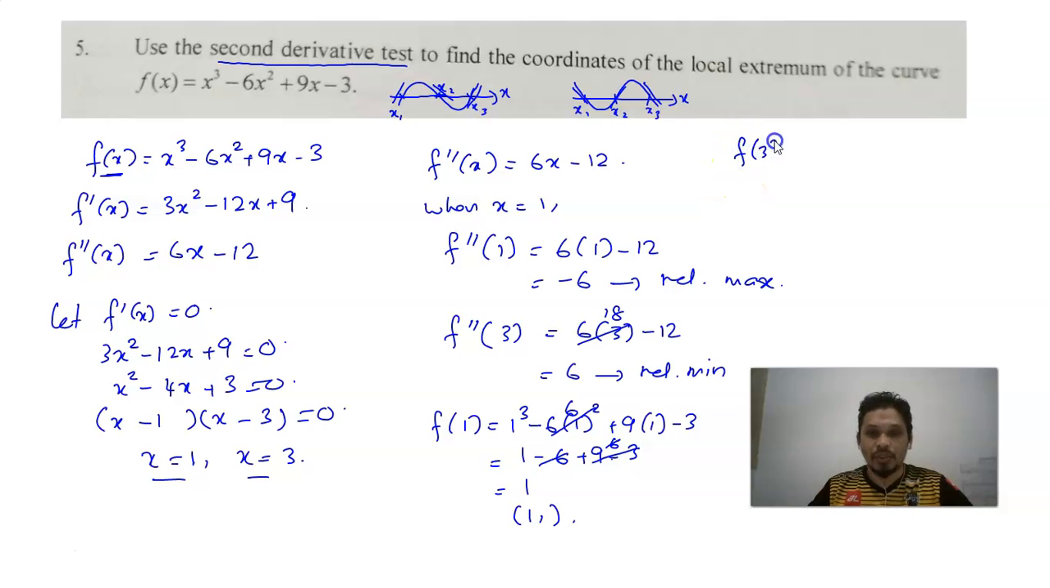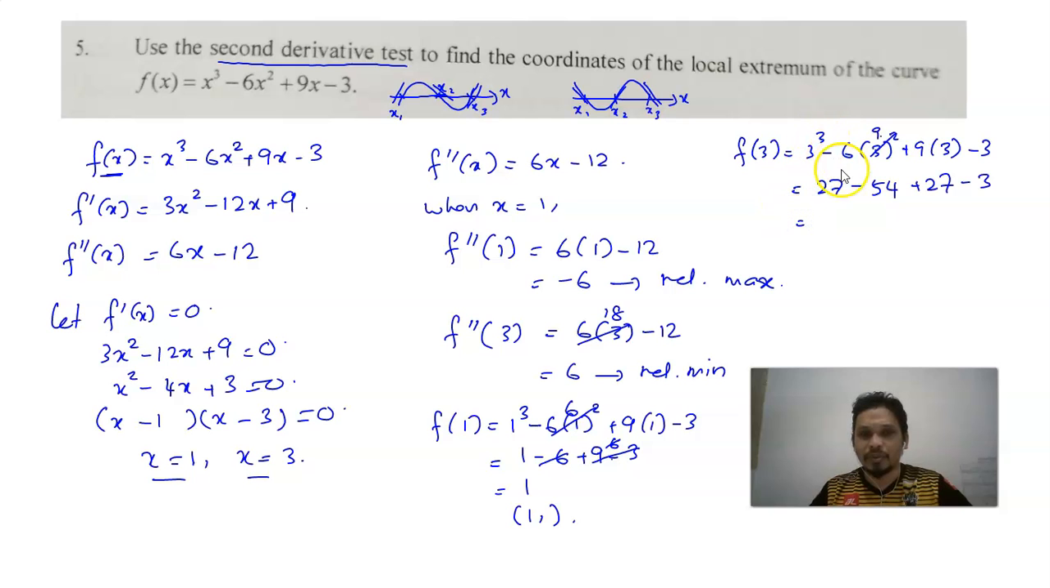And then f(x), where x equal to 3. 3 cubed minus 6 times 3 squared plus 9 times 3 minus 3. Okay, 3 cubed is 27. 3 squared equal to 9. 9 times negative 6, negative 54. 9 times 3, 27, minus 3. 27 plus 27, 54. Minus 54 equal to 0, then negative 3. So we come up with the coordinate of 3 and negative 3.